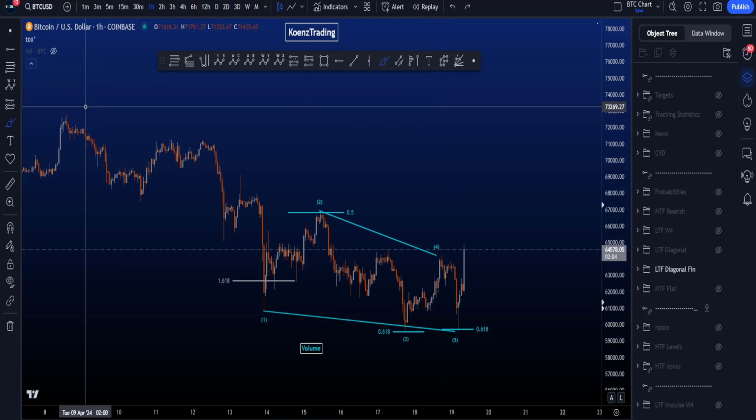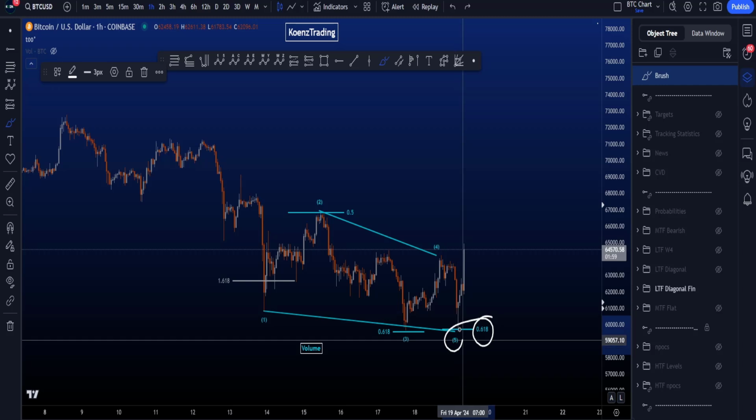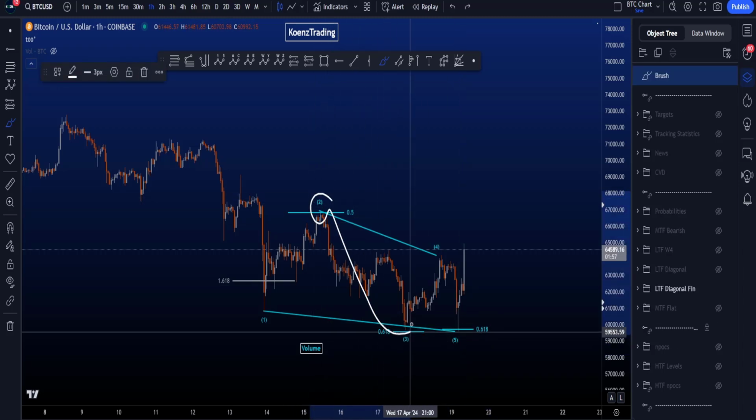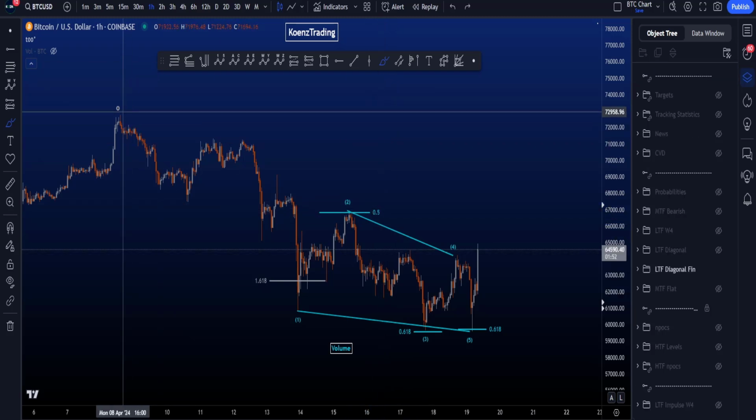This trend-based fib extension is taken from the high to the low of 1 to the high of 2. This one here for wave 5 is taken from the high of 2 to the low of 3 to the high of 4. And then you have the 0.5 fib taken from the high to the low of wave 1.